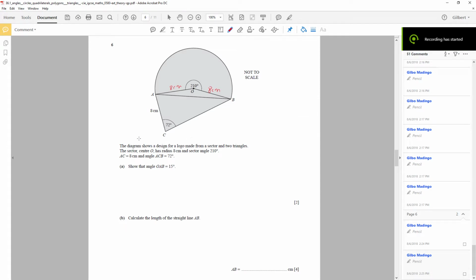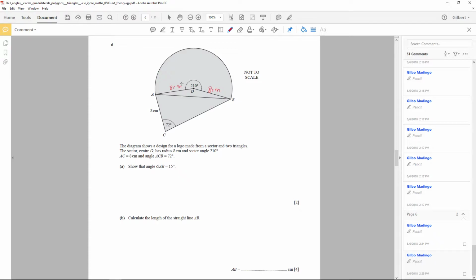Alright, now looking at this question, the diagram shows a design for a logo made from a sector and two triangles. The sector center O has a radius of 8 cm and sector angle 210°. So these are 8 cm, 8 cm, this will be the radius. AC is 8 cm and angle ACB is 72 degrees. Show that the angle OAB is 15 degrees.